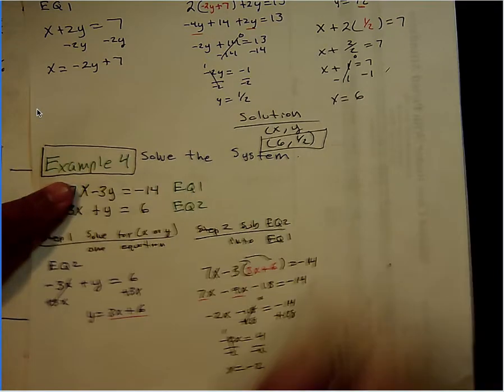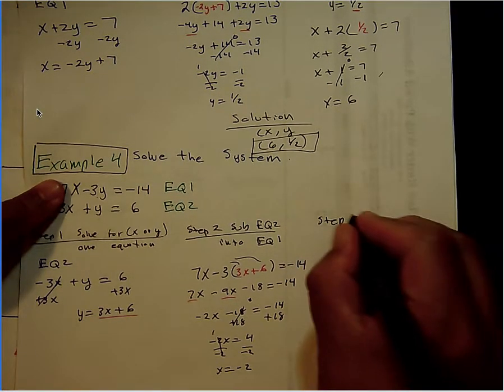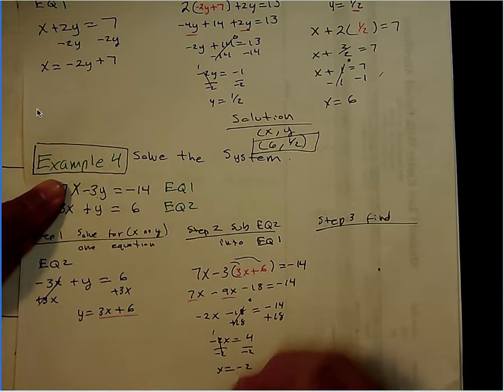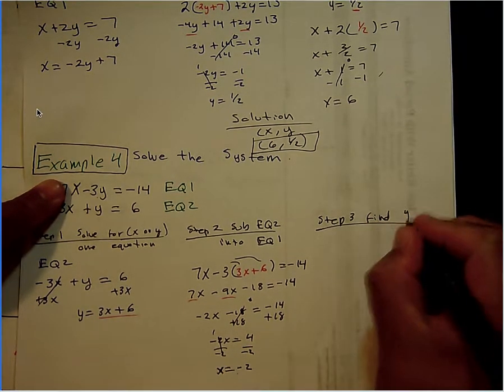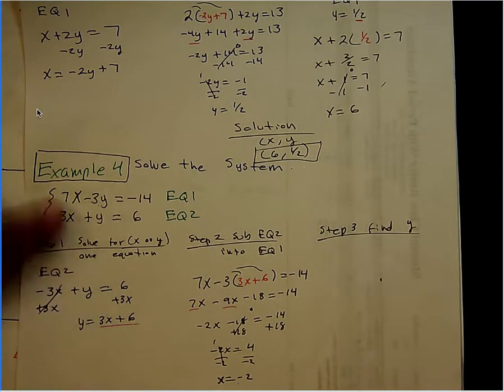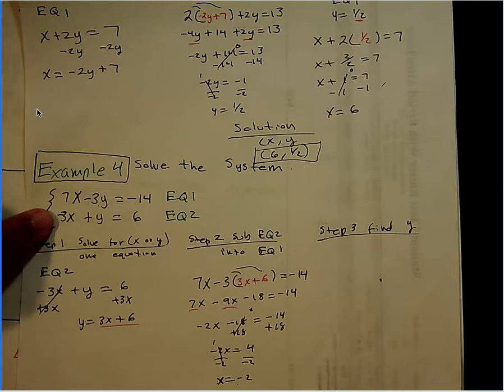The last step would be to find, since we have x, we're going to find y, since we're missing y for this one. And you can choose either equation. I'm going to choose the second one again.